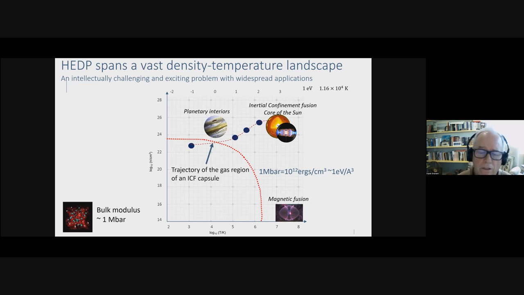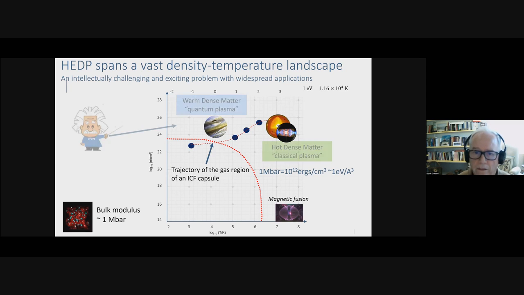If you look at an example of the trajectory of the gas region in an inertial confinement fusion capsule, it actually spans those regions. It starts on the left and goes to the right in about tens of nanoseconds, and it spans the warm dense matter to the hot dense matter regime. And that's, in fact, how we classify the phenomena. And I'll describe more about what warm dense matter means in more detail.